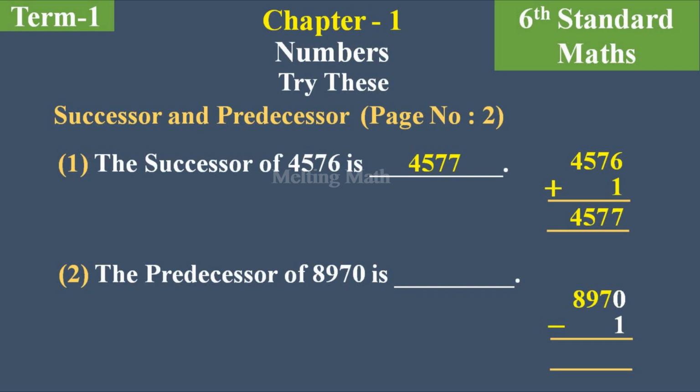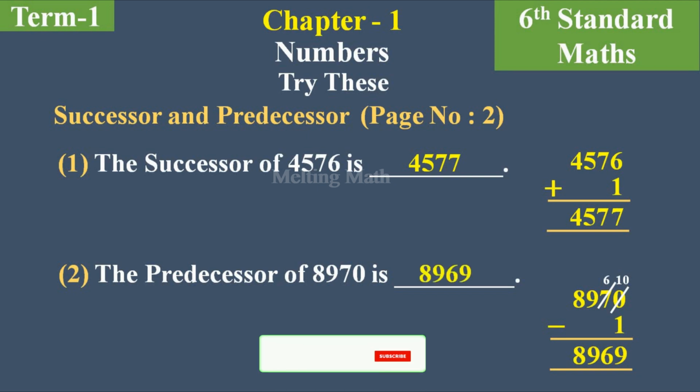So we have to borrow 1 from the next digit. If we borrow 1 from 7, this 0 becomes 10 and that 7 becomes 6. So now subtract, 10 minus 1 is 9. Next 6 is there, below there is no number, so just write as it is. Next 9, just write as it is. The next 8, just write as it is. So here we get 8969. So the predecessor of 8970 is 8969.